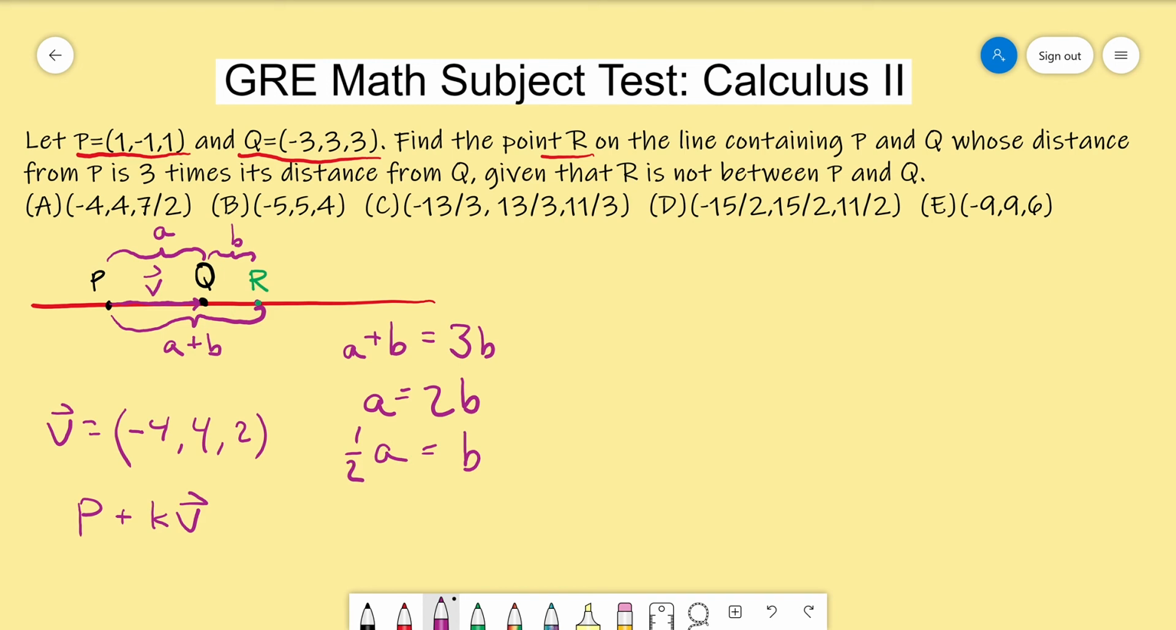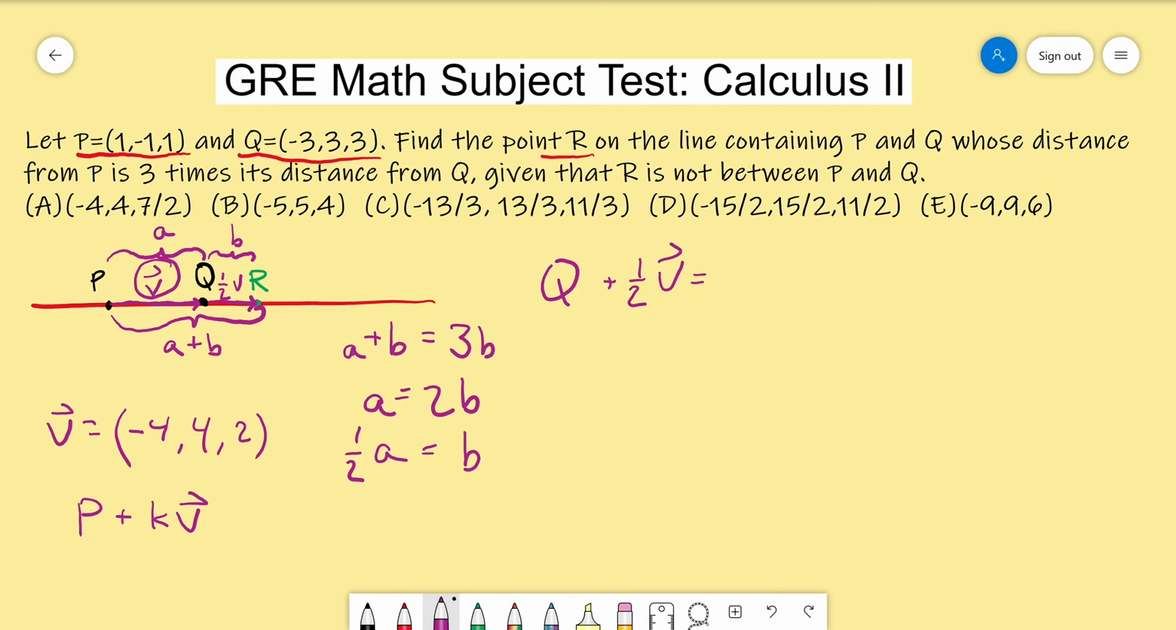In other words, if we take half of V and add it to Q, we'll get R. So let's do that. We can take Q plus 1/2 of V.